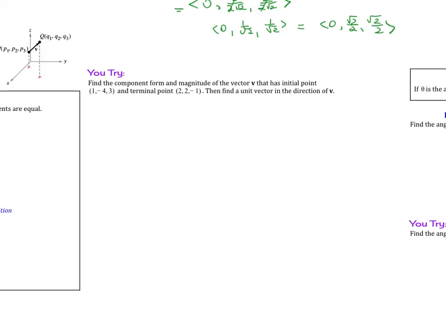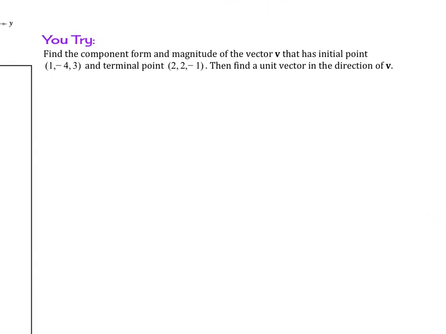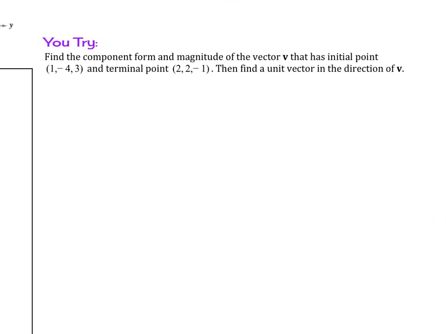So go ahead and try the example down here. Find the component form and the magnitude of the vector v that has initial point 1, negative 4, 3, and terminal point 2, 2, negative 1. Then find a unit vector in the direction of v.